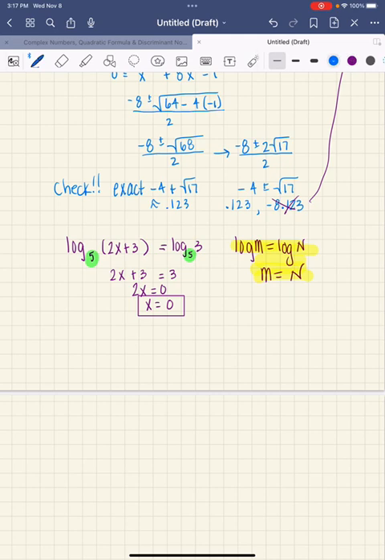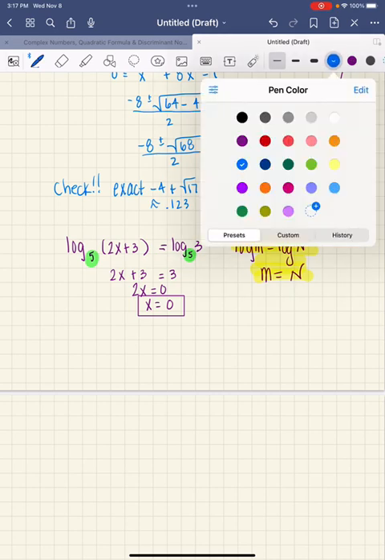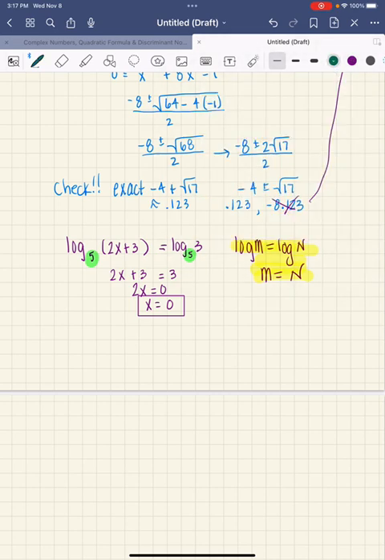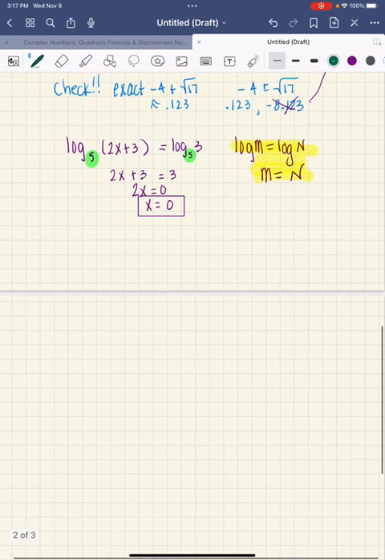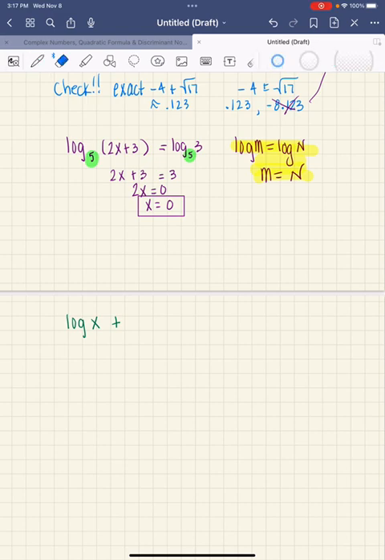Let's do another one of those. They get a little bit more complex, but not too bad. You need to make sure that if you can, you use properties to combine into a single logarithm. This is not the problem I want to do, sorry.